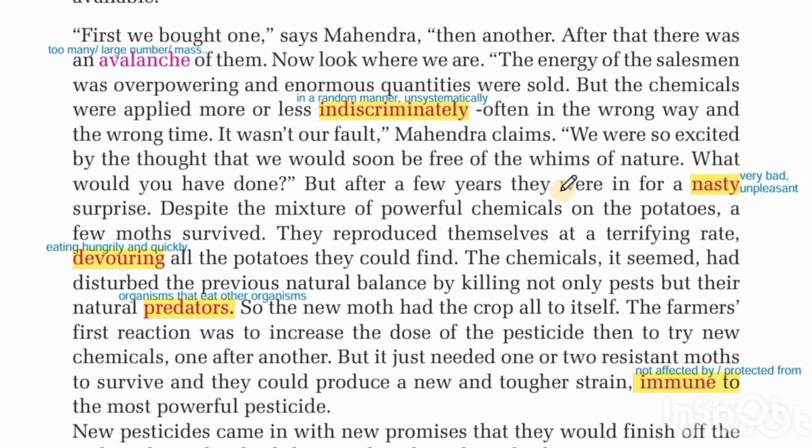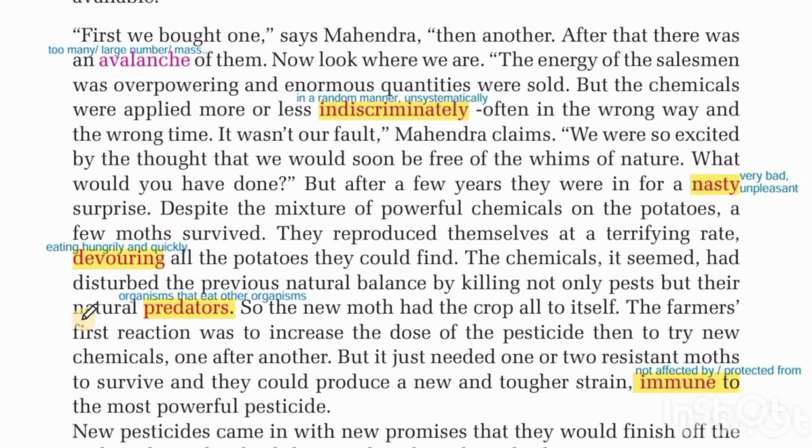But after a few years, they were in for a nasty surprise. Despite the mixture of powerful chemicals on the potatoes, a few moths survived. They reproduced themselves at a terrifying rate, devouring all the potatoes they could find. The chemicals, it seemed, had disturbed the previous natural balance by killing not only pests but their natural predators. So the new moth had the crop all to itself.